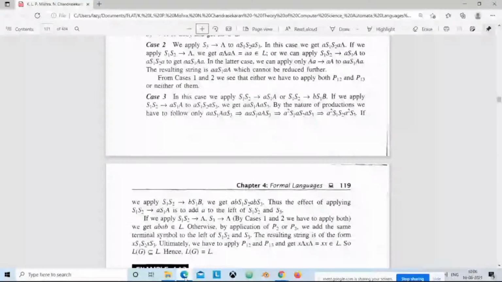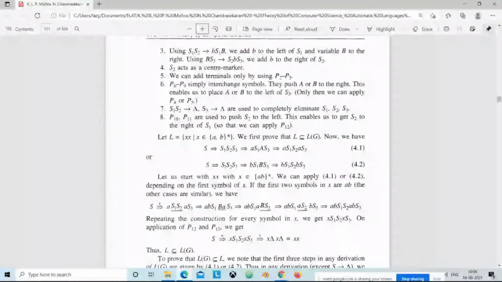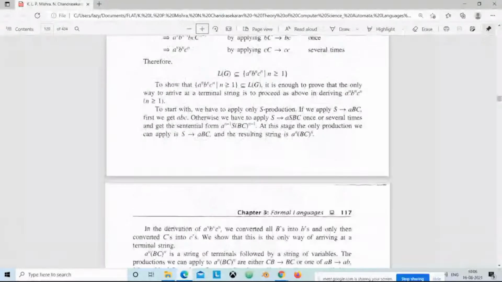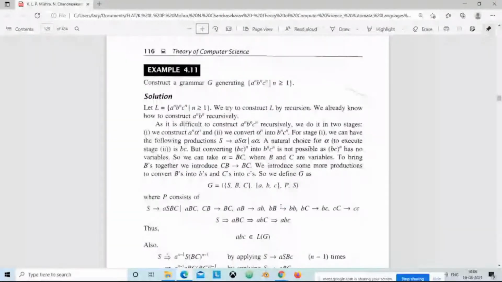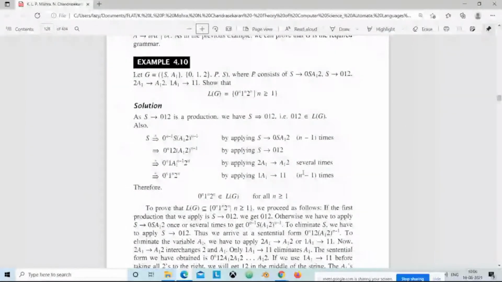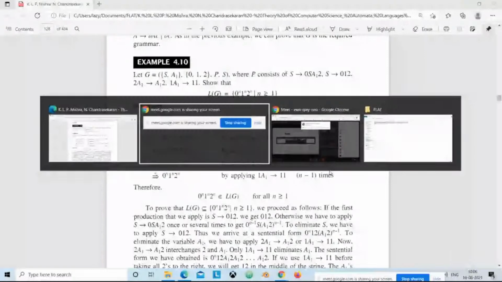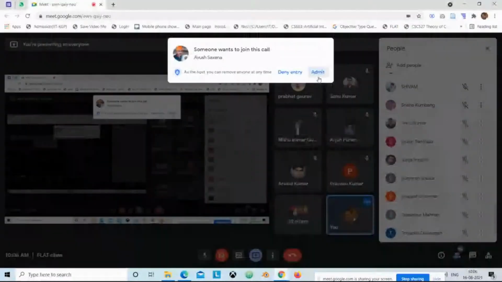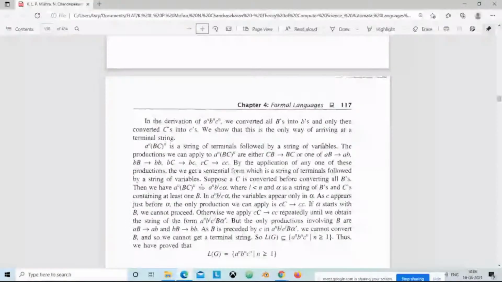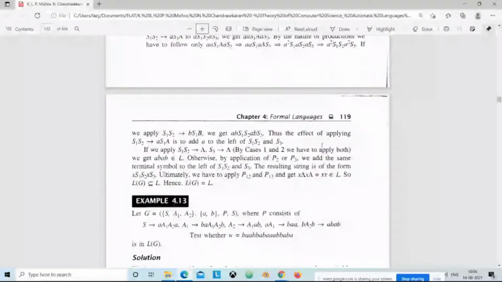What we were discussing in the previous class is about grammars. Today we'll see how we can categorize different grammars. For that, we have to see the Chomsky classification of languages.